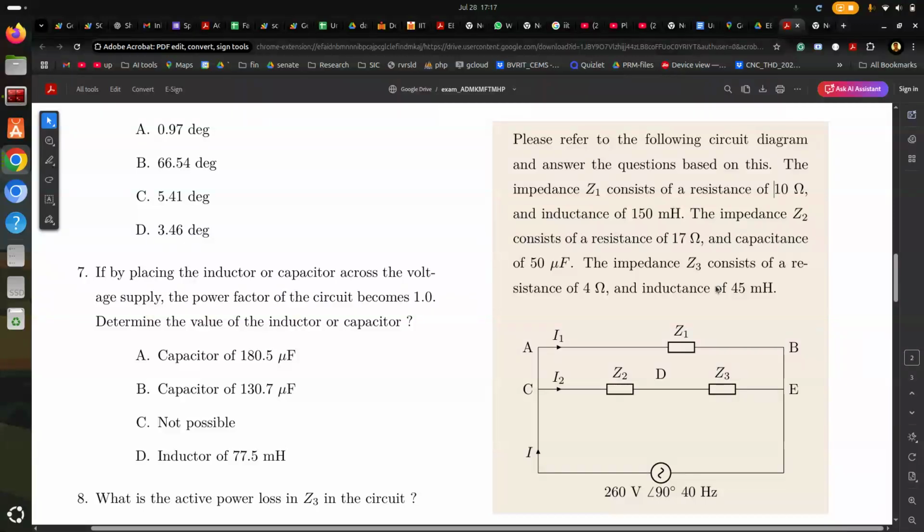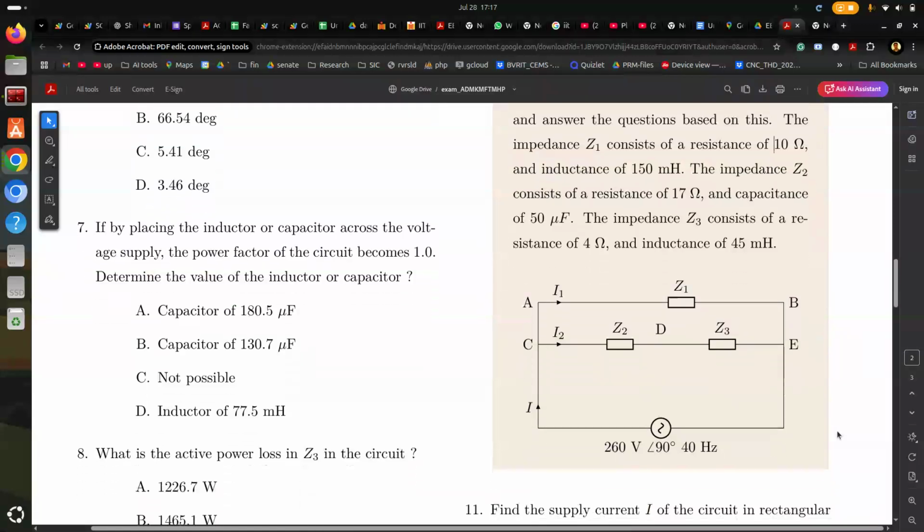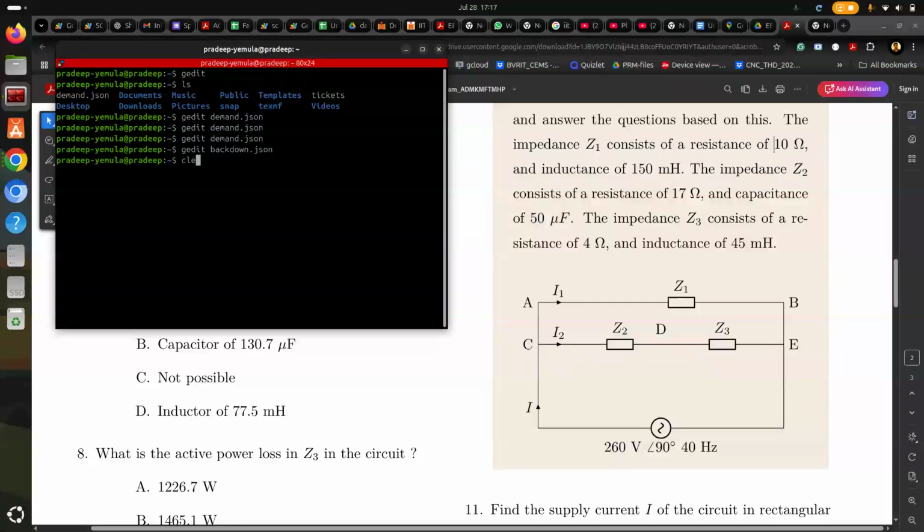So there are two branches. This is the first branch and this is the second branch. If it was a DC circuit, you would have simply done voltage divided by Z1, or R1 in this case, which is this one, that will be I1. Similarly, I2.